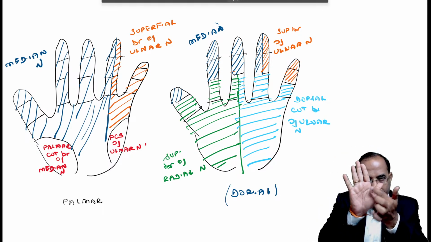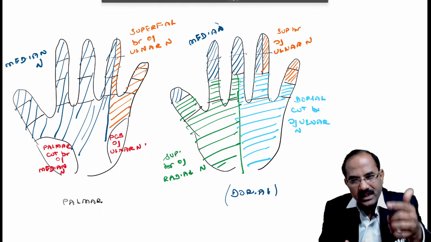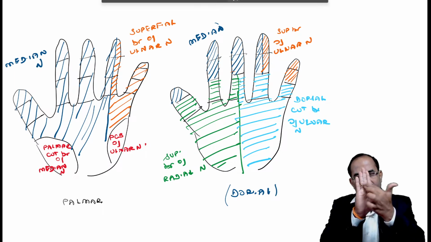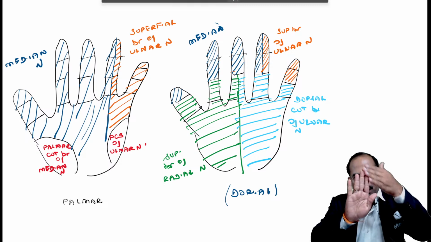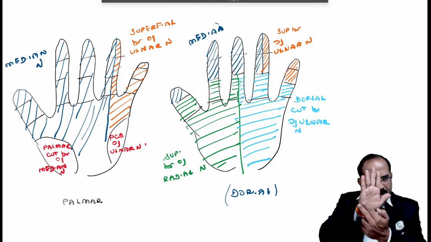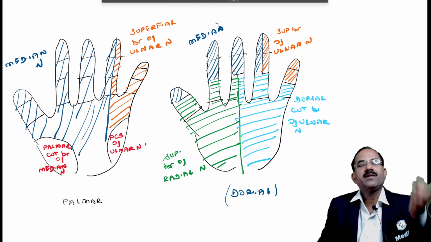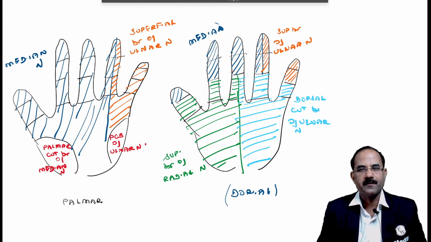Look, the sensory nerve supply of the hand. The skin over the thenar eminence is supplied by the palmar cutaneous branch of median nerve. The skin over the hypothenar eminence is supplied by the palmar cutaneous branch of ulnar nerve. 3.5 fingers on the palmar aspect, median nerve. 1.5 fingers on the palmar aspect, the superficial branch of ulnar nerve.